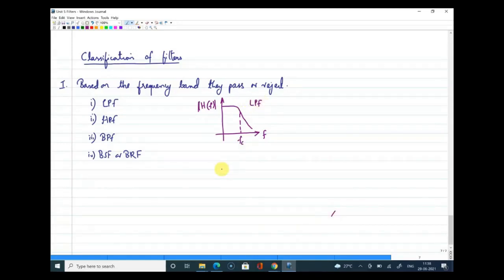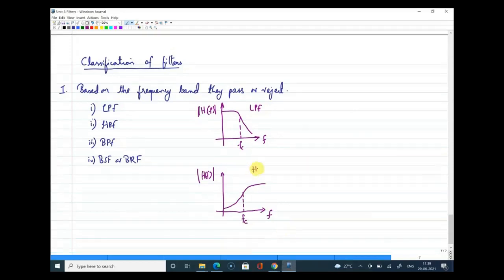In a similar way, you have a high pass filter where low frequencies are rejected whereas high frequencies are passed in this fashion. So the filter response will look like this. Here also we mention the cutoff frequency. In a high pass filter, the filter will not allow any signal till the cutoff frequency, and after the cutoff frequency it will allow all the signals. So basically it will pass the frequencies on the higher side. This is a high pass filter, right?